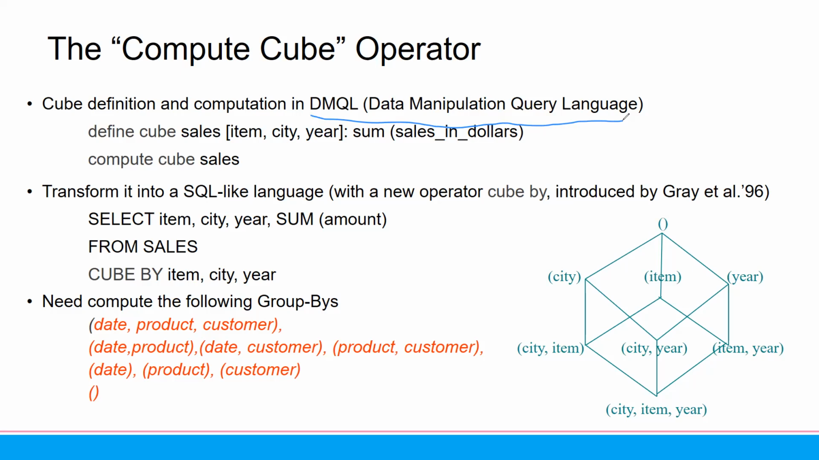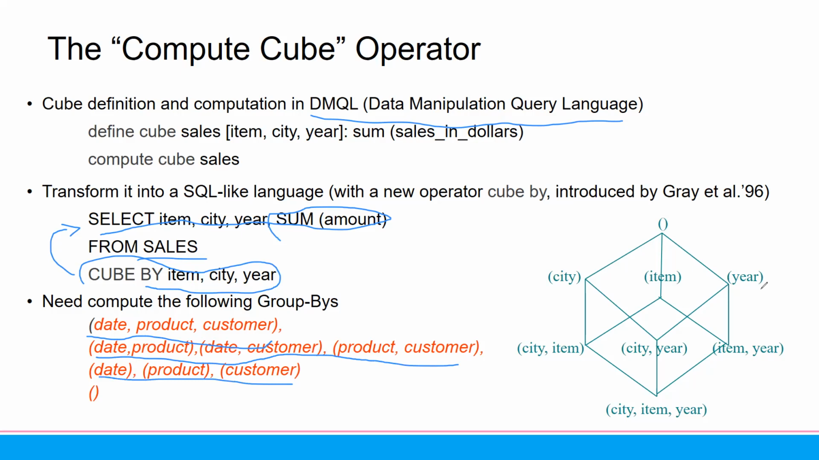We can use SQL. SQL is not that difficult if you understand the concept, like select item, city, year, and then you want to sum the amount, from the sales table, and then cube by. Cube by means we want to cube on this particular selection. When you want to compute the group by, you need to define date, product, customer, and then product, date, customer, product, customer, and then date, product, customer. This is how the compute cube operator works.